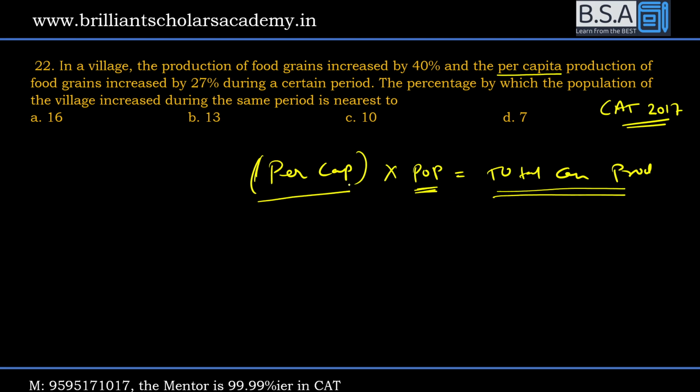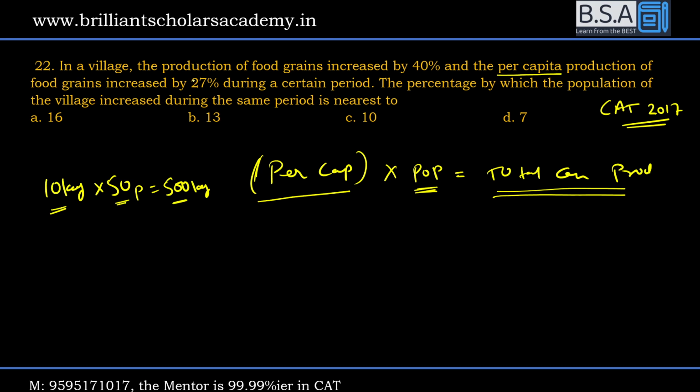Per capita, per person. If every person consumes 10 kilograms of, let us say, food, there are 50 people in the colony or in the village. Can I say 500 kilograms will be consumed: per capita, per person, into people is equal to total consumption. So now go back to those variables.